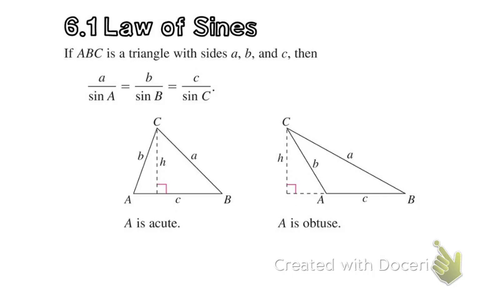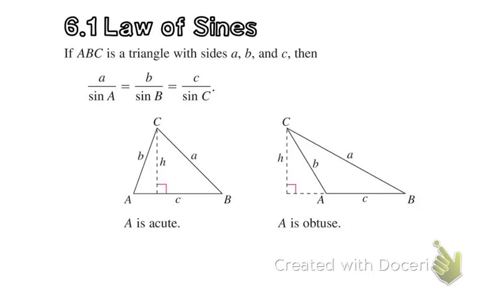6.1 on the law of sines. As long as you have a triangle labeled ABC, you can label it anything you want, but ABC works for this formula. And then the sides opposite those angles are always used with lowercase letters a, b, c. So the law of sines works for any triangle.